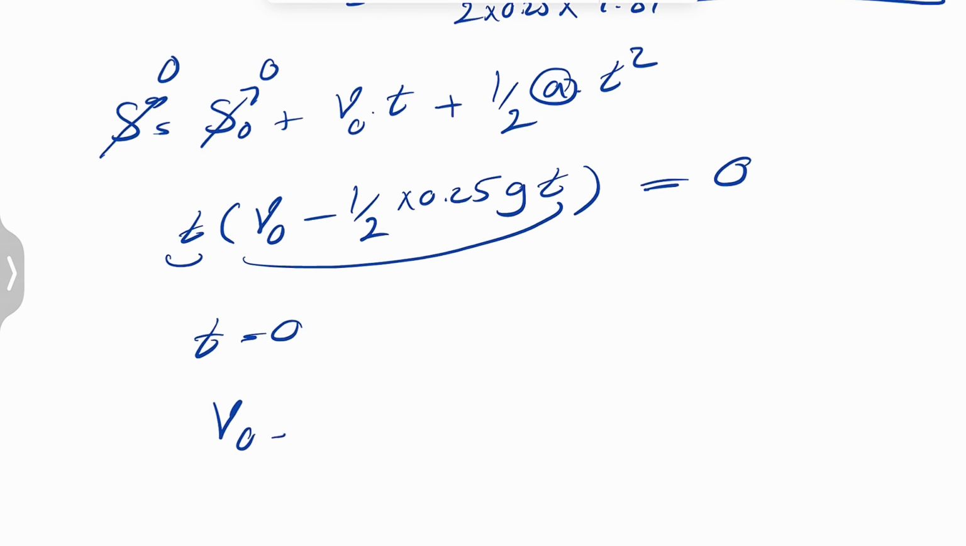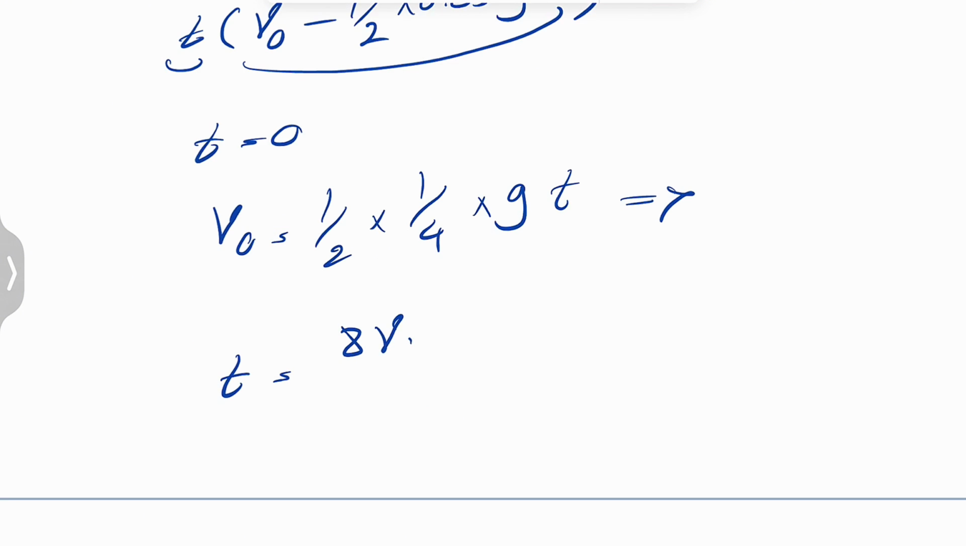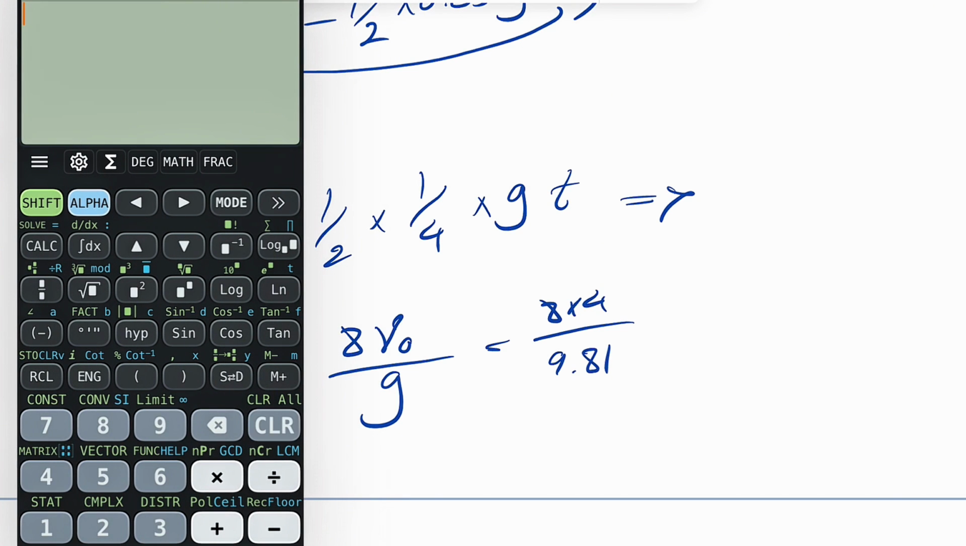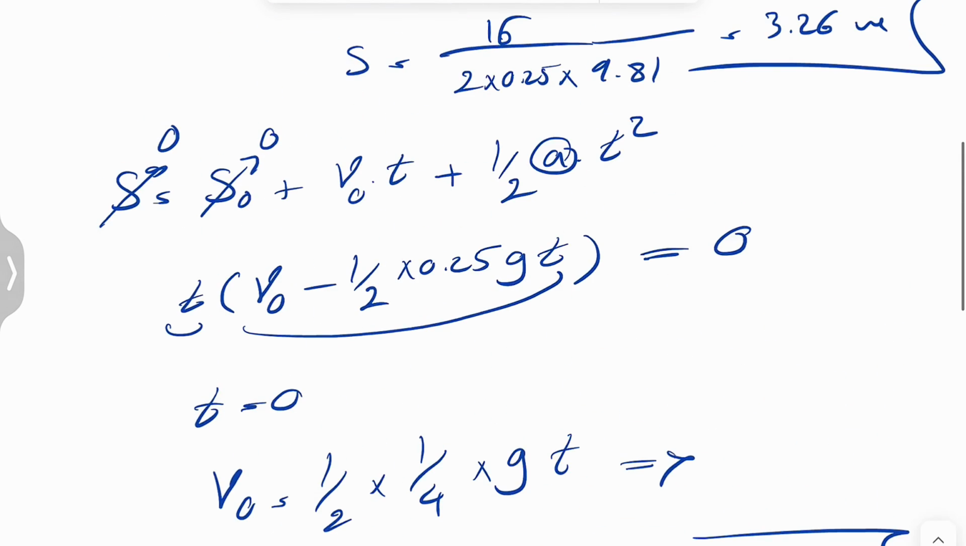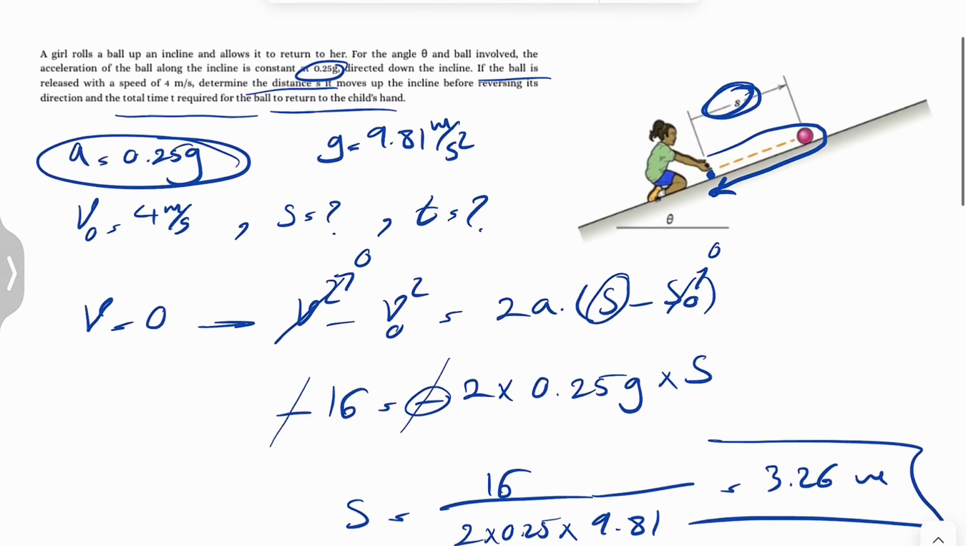And for the second solution, we have v0 equal to 1/2 times 0.25, which is a quarter, times g times t. So t is equal to 8 v0 divided by g, so 8 times 4 divided by 9.81. Let's see what we get. 8 times 4 is 32, divided by 9.81. That's going to give us 3.26 seconds, and that would be the time that the ball travels.